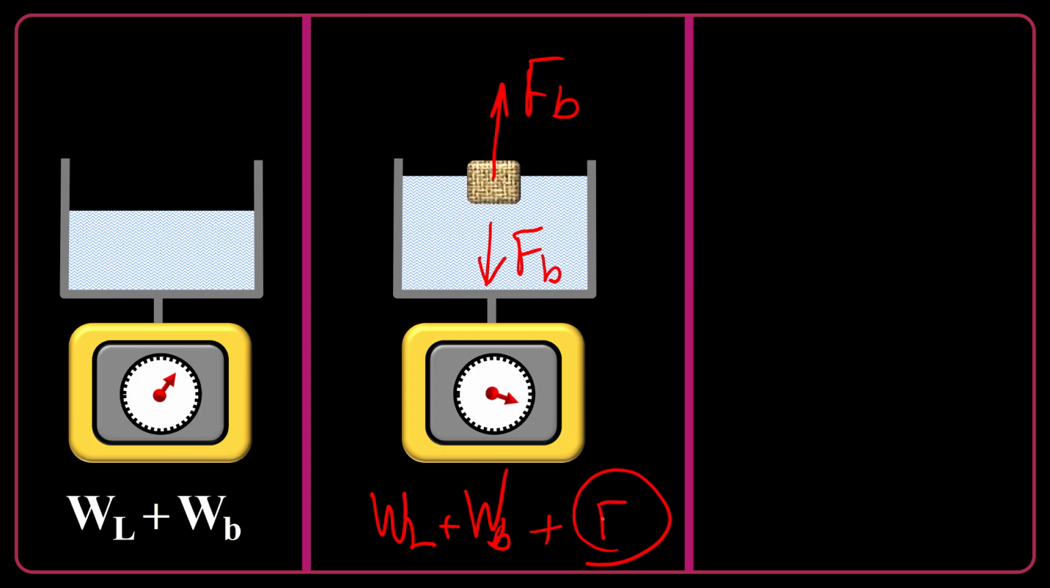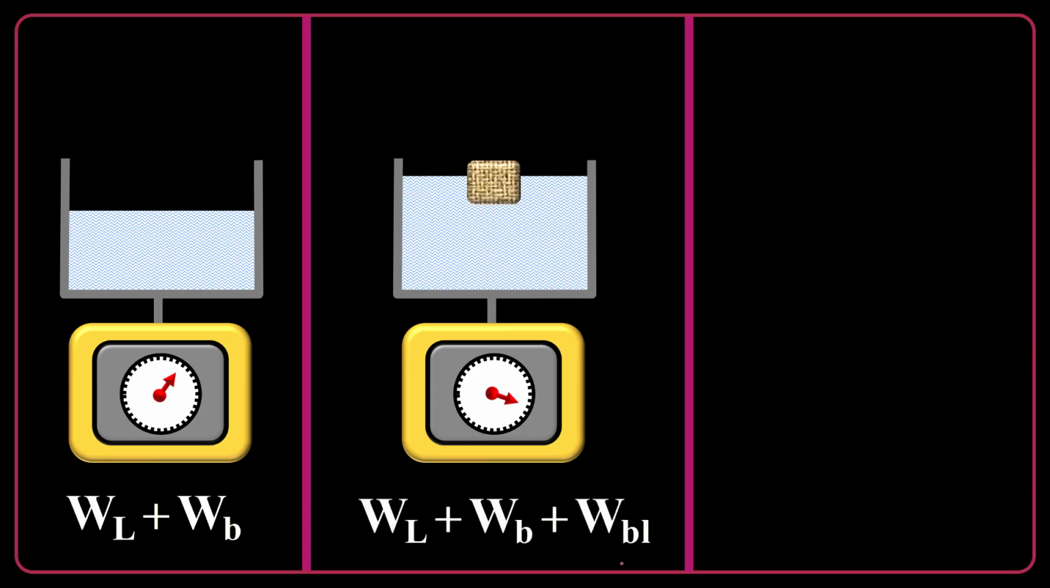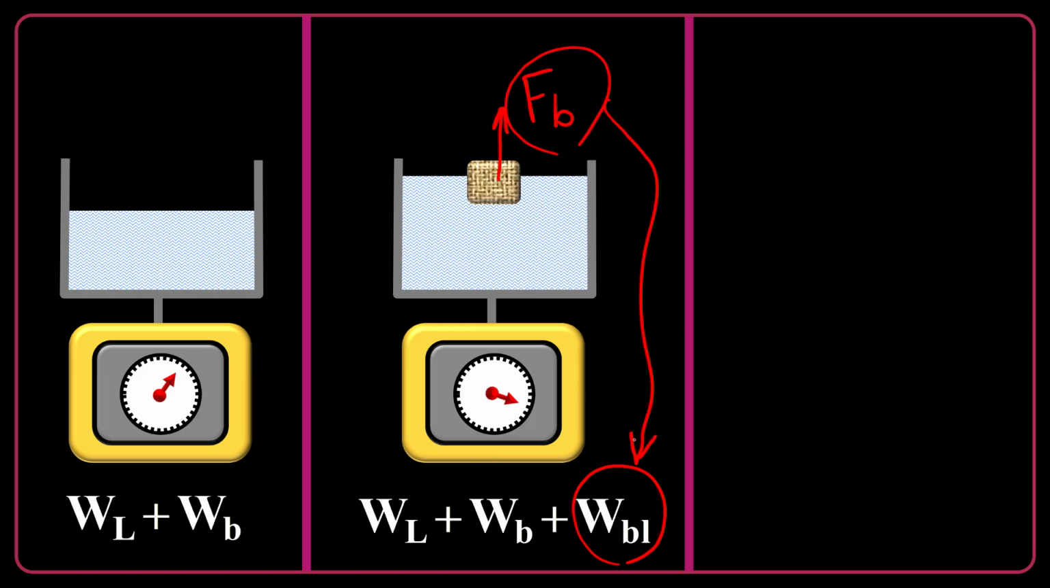So here I have the buoyancy force. But incidentally, the buoyancy force, as the object is floating on the liquid, is also equal to the weight of the block. So why not? Here I can write the weight of the block instead of the buoyancy force. But keep in mind that the buoyancy force here is exactly the weight of the block.